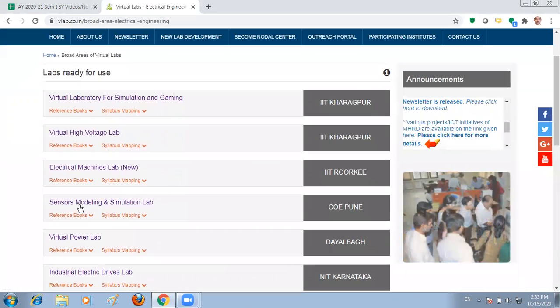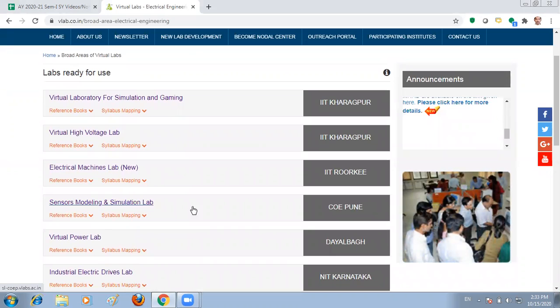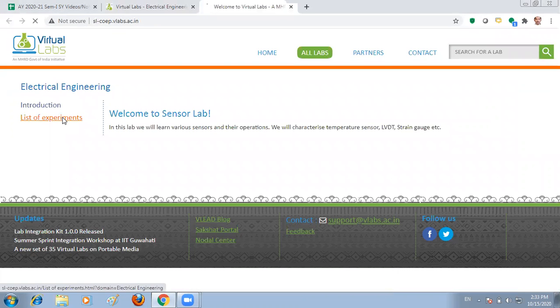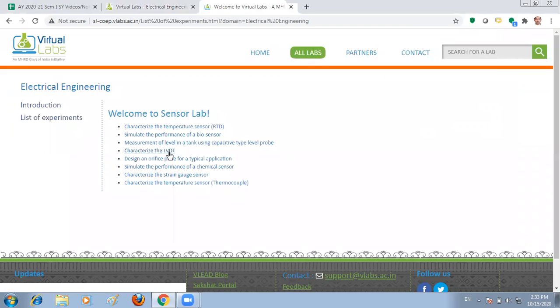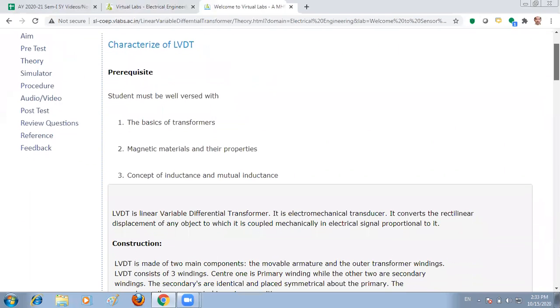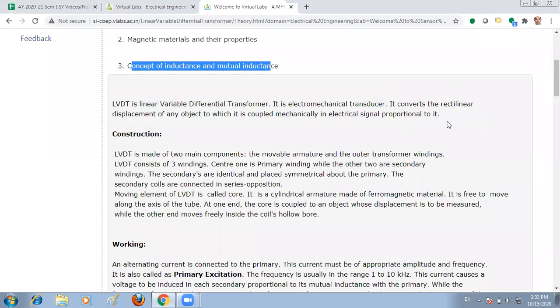In that, one lab is given, that is Sensors Modeling and Simulation Lab, developed by College of Engineering, Pune. In that lab, the list of experiments is given, in which the fourth experiment is regarding LVDT. The prerequisite to perform this experiment is that the student should know the basics of transformers, magnetic materials and their properties, and the concept of inductance and mutual inductance. Now, what is LVDT?